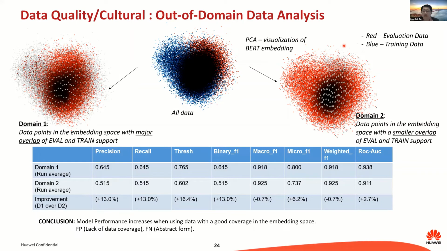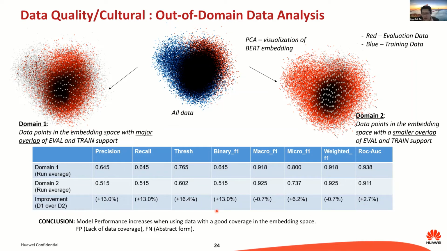The red one is the evaluation and blue is the training. Here we can see that in the in-domain case, there is massive overlap between the evaluation and the training in the embedding space. These are visualizations of the embedding space. In the other domain, you can see there is only a small overlap. Therefore, when we have enough coverage, the performance of the model increases significantly.